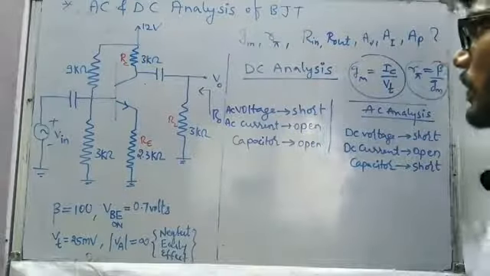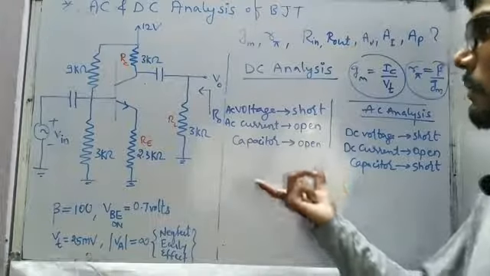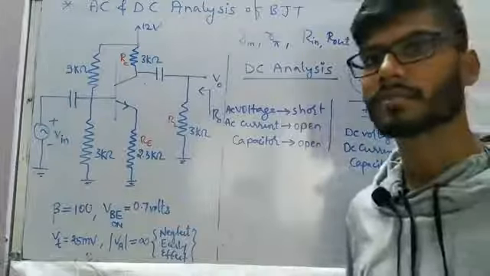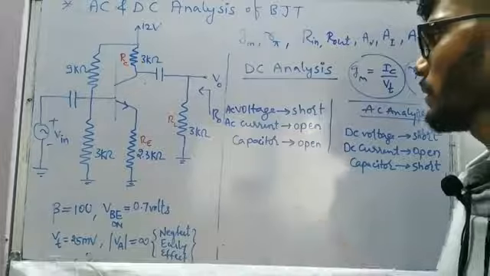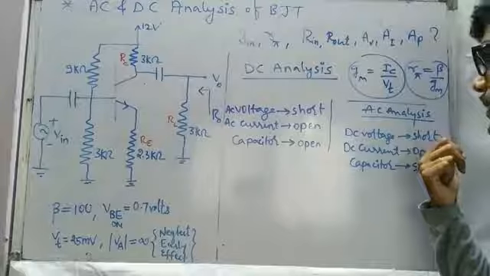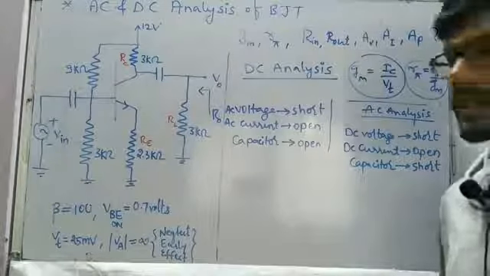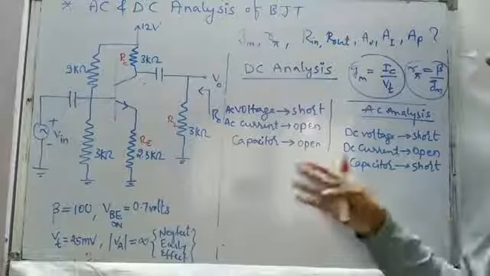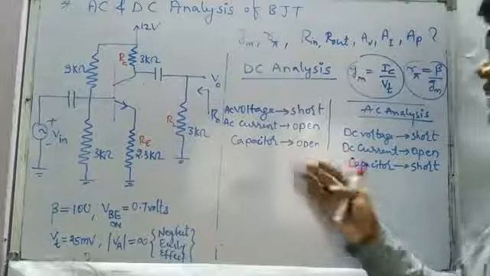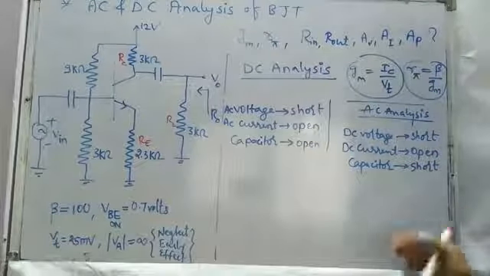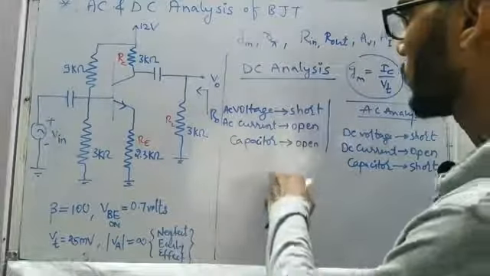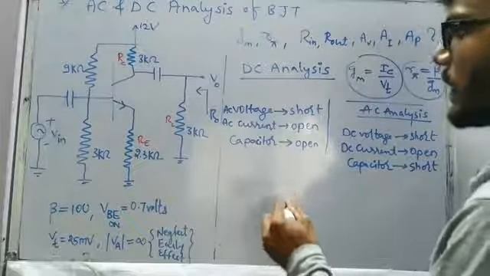In the case of DC analysis we have to follow some protocol: the AC voltage sources have to be short circuited, whereas AC current sources have to be open circuited, and the capacitor will also be open circuited. Whereas in the case of AC analysis the DC voltage source will be short circuited and the DC current source will be open circuited, and the capacitor will be the opposite of DC, so it will be short circuited in AC analysis. Proceeding with the DC analysis and following these protocols, we will write the equivalent circuit.